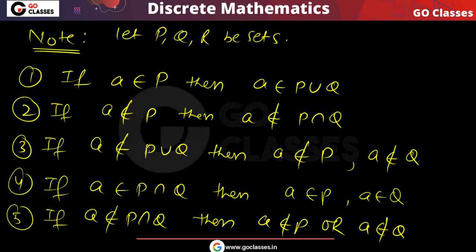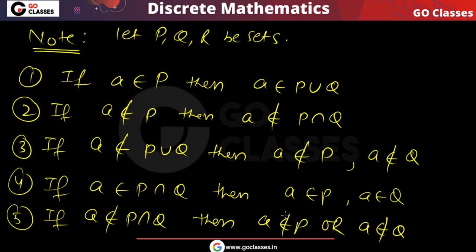If A does not belong to P union Q, then I can definitely say that A is not in any of them. A is not in P and A is not in Q. So this is the idea. Now, A belongs to P union Q, P intersection Q, it means A is in P, and also A is in Q. A does not belong to P intersection Q.